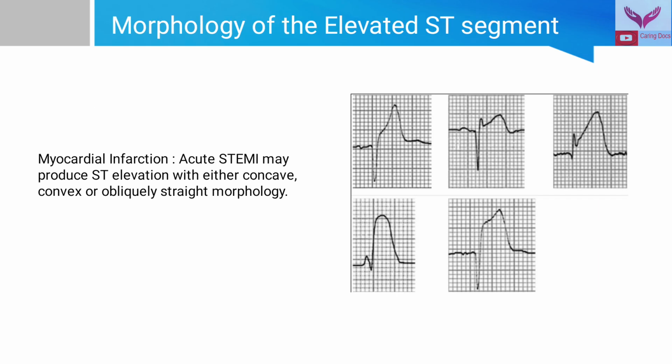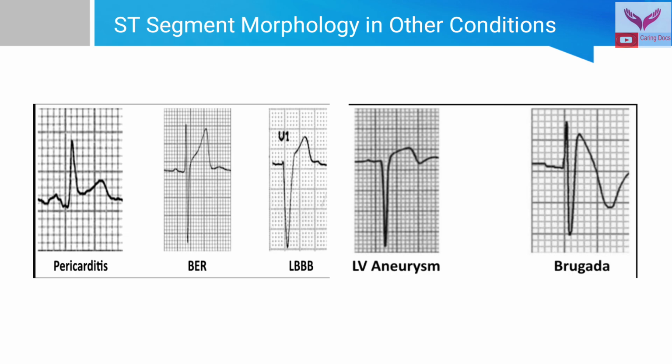The morphology of the elevated ST segment. Myocardial infarction: the acute ST elevation MI may produce ST elevation with either concave, convex, or obliquely straight morphology. In other conditions like pericarditis, benign early repolarization, left bundle branch block, LV aneurysm, Brugada, we have different morphologies which I will be discussing in my subsequent slides.